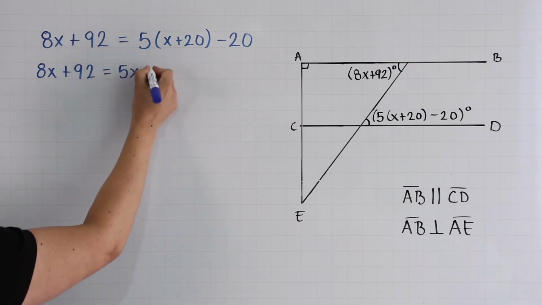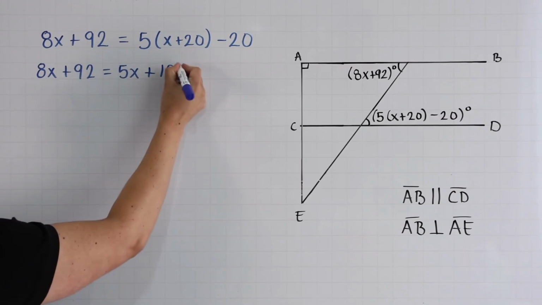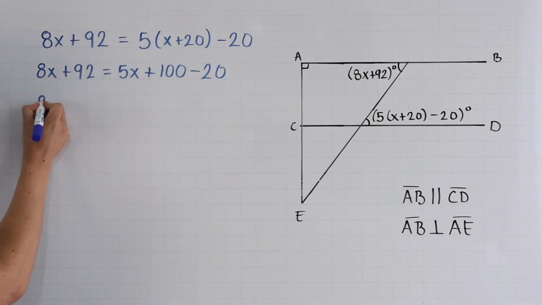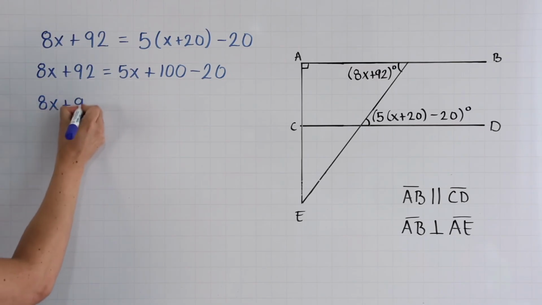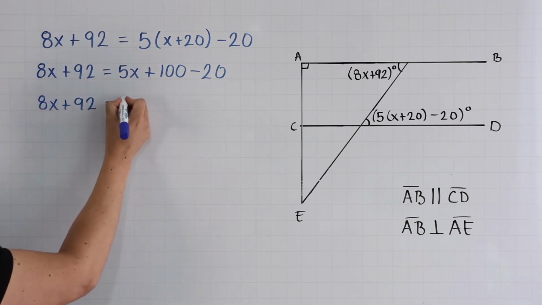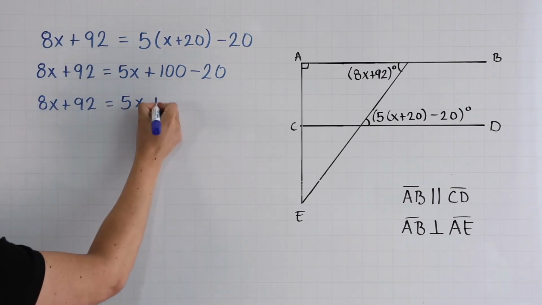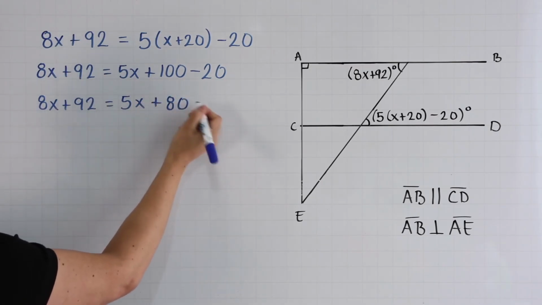Then 5 times 20 is equal to 100. And over here, we have a minus 20. We do this subtraction. For now, I keep copying everything I have on the left side. And I'm also going to copy the 5x. I do the subtraction. 100 minus 20 is equal to 80.